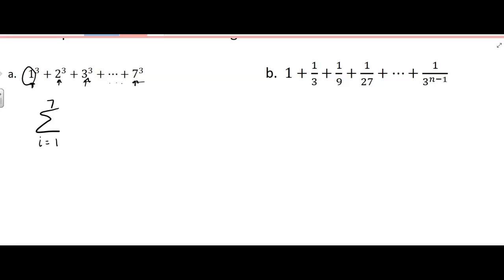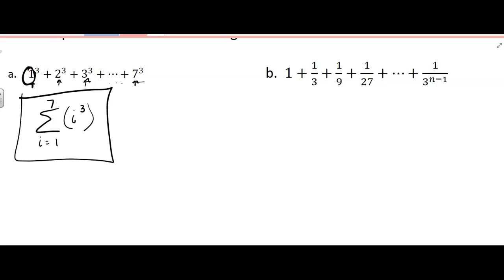Now how am I getting each of those terms? Well, I'm taking the I and I'm cubing it. Now, if you want to put this in parentheses, that's a good idea, but I'll leave that up to you. Okay, there, it's written in sigma notation. That one's about as simple as it could get.